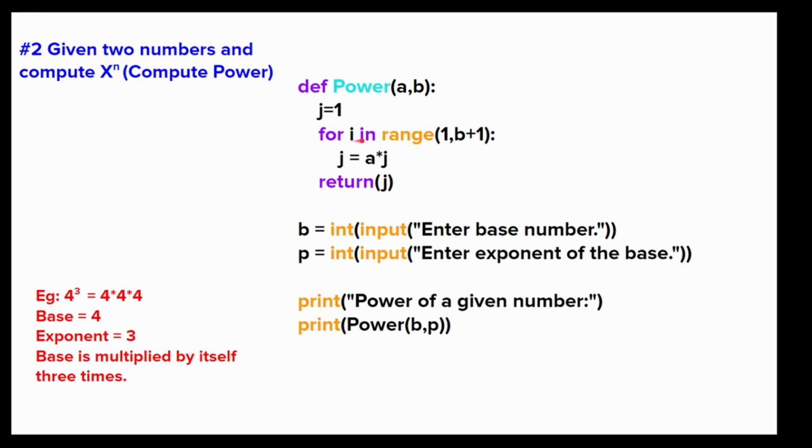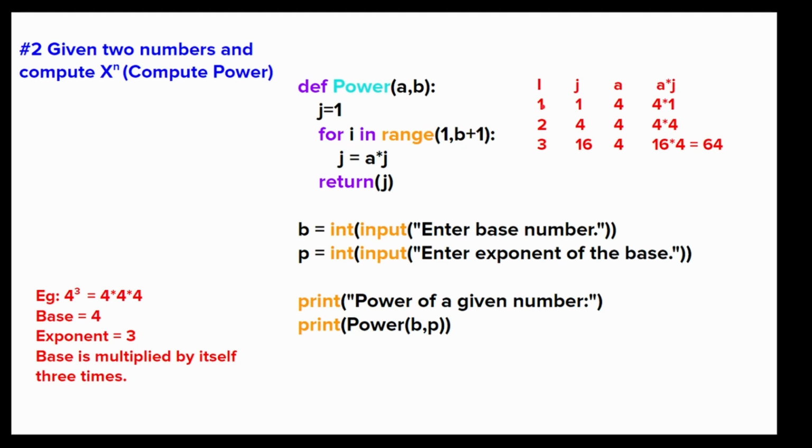And in the next statement, for loop is running, which will run from 1 to b plus 1. And here j equals to a multiplied by j. As you can see on the screen, this loop will run 3 times, 1 2 3.